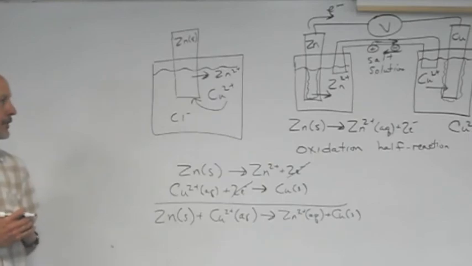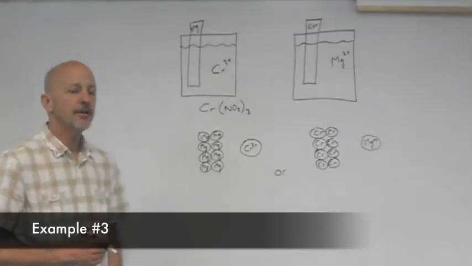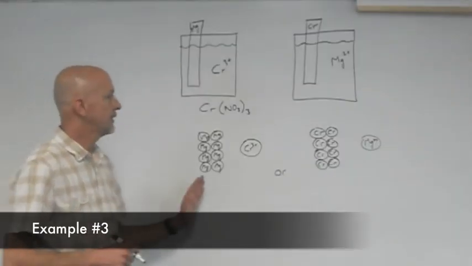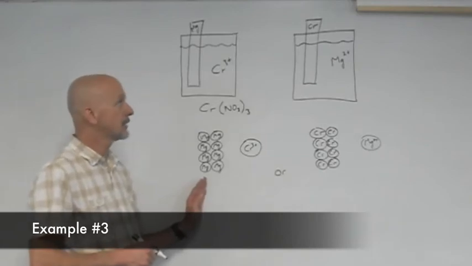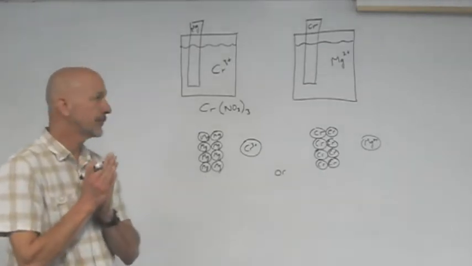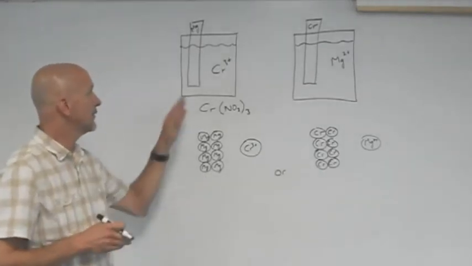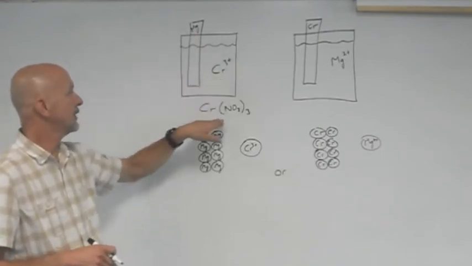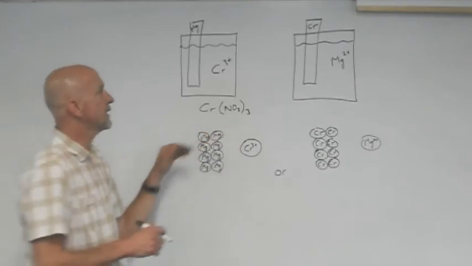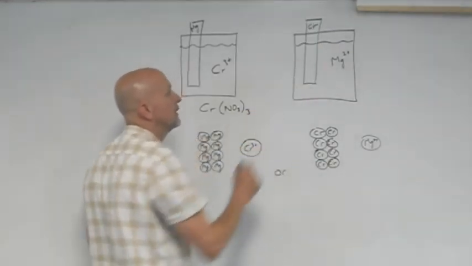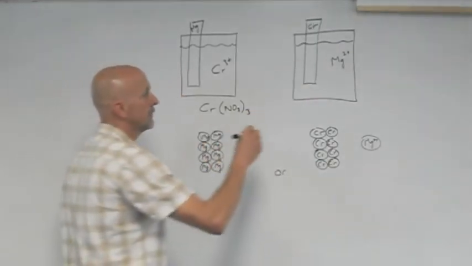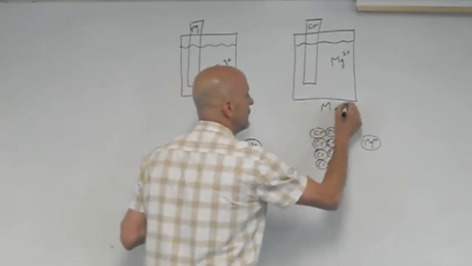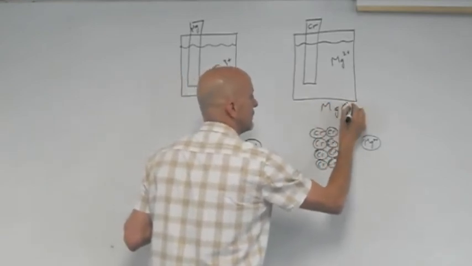There's my complete one. Okay, let's look at another type of battery chemistry that we can build, or electrochemical cell. I'm going to take a piece of magnesium and put it in a solution of chromium-3 nitrate, and I'm also going to take a piece of chromium and put it in a solution of magnesium nitrate.